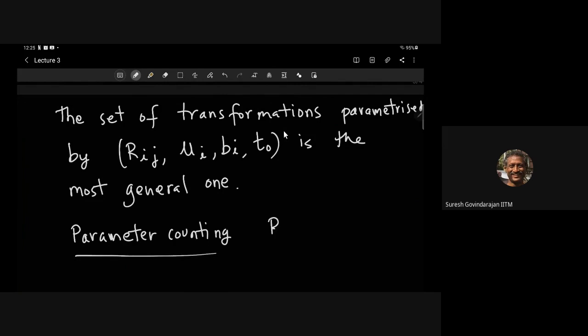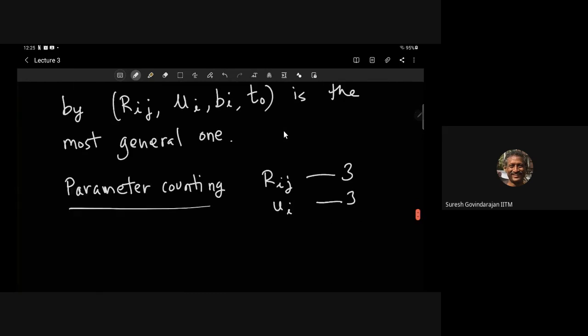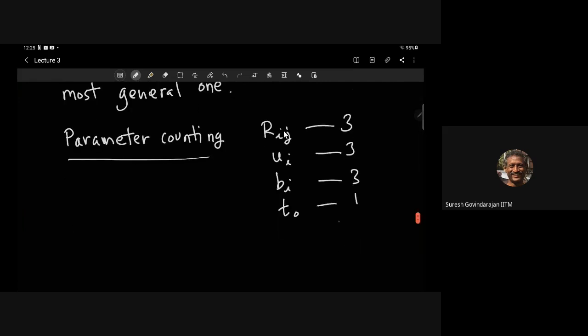Okay, so just some parameter counting. Rij has three parameters. We will see three independent parameters. Ui has three, Bi has three, and T naught has one. So there are 10 free parameters.